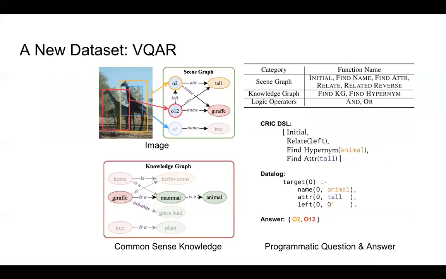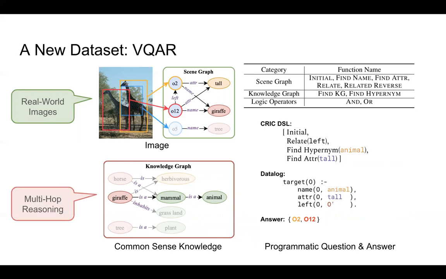Okay. So we set out to develop our own data set. And this involves three parts. What are the images and the scene graphs? What is the common sense knowledge base? And what are going to be the programmatic questions and answers? Okay. So we wanted to use real world images rather than synthetic ones to test the scalability of our approach. We wanted a knowledge graph that would leverage multi-hop reasoning. And finally, we chose object identification tasks where the output is a set of objects. So we can refer to certain objects and therefore increase the chance that there will be real reasoning needed.